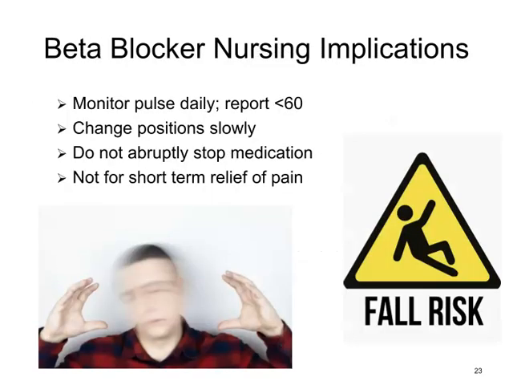So let's look at some of the nursing care for this. Monitoring that pulse daily. Make sure your patient knows how to take their pulse and that they should be letting their provider know if their pulse is under 60 consistently. Changing positions slowly. As the beta blockers reduce the heart rate, they reduce the ability of the heart to increase its beating when the person stands, which leads to more orthostatic hypotension. We don't want patients to abruptly stop medications because it can cause rebound effects.